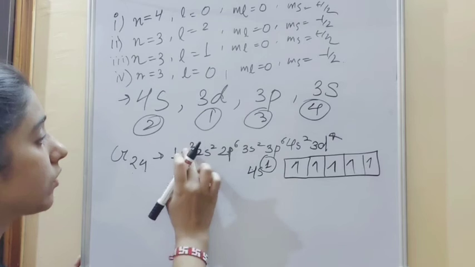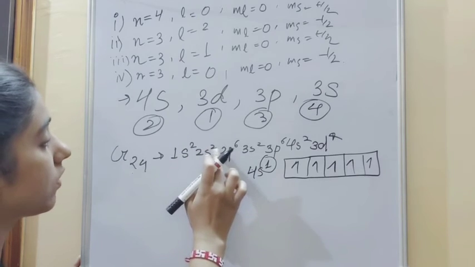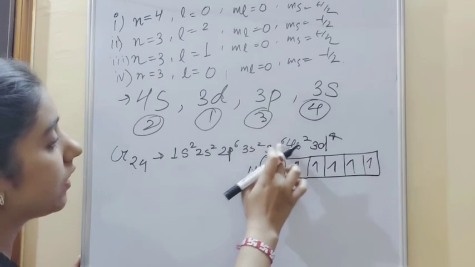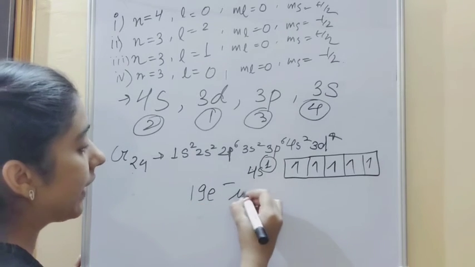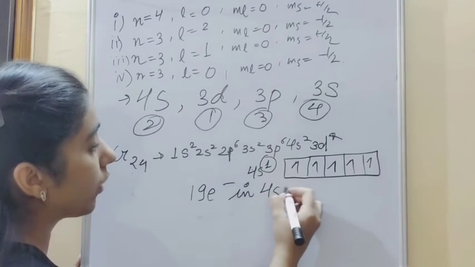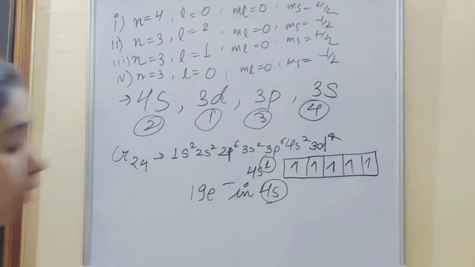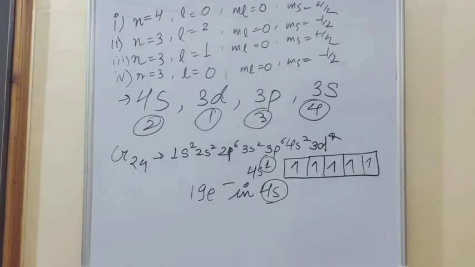So now we have to count the electrons: 2 plus 4, 6, 10, 12, then 18 and then 19. So the 19th electron will enter in the 4s orbital. Okay, so I hope you understand this, because half-filled shells are more stable, so the configuration of the 19th electron is 4s1.